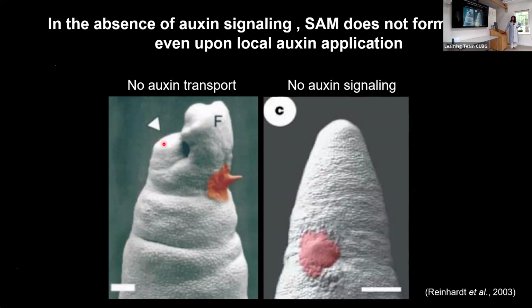I told you that when this PIN protein is not functioning, the plant does not form flowers. But when we apply auxin very locally, it forms flowers. But in this plant where the signaling protein is not working, it does not respond to auxin. So even upon providing this plant with auxin very locally, it does not initiate flowers. That makes sense because it means that the auxin messenger protein is required to mediate local accumulation of auxin itself. And that's why there is no organ forming here.